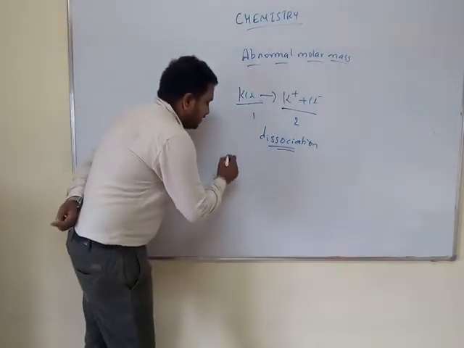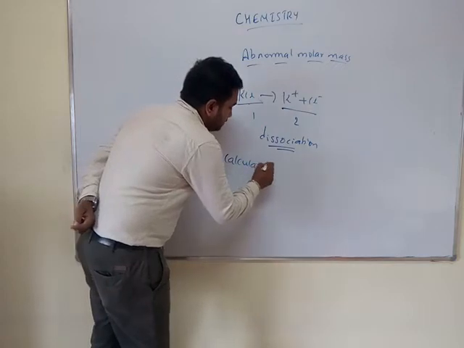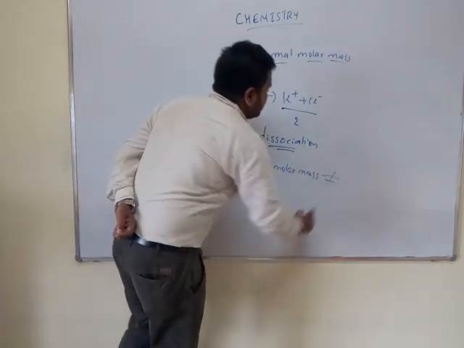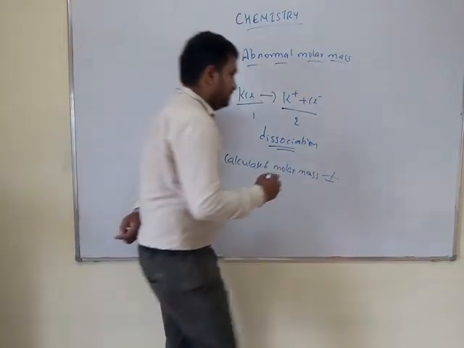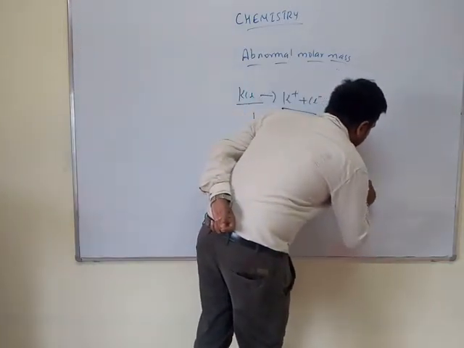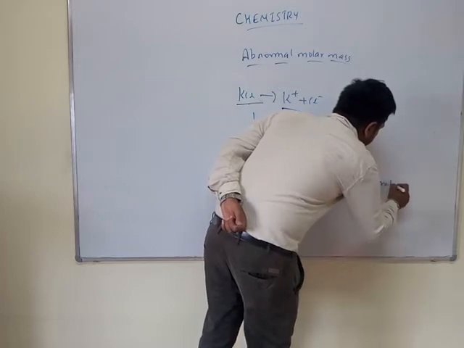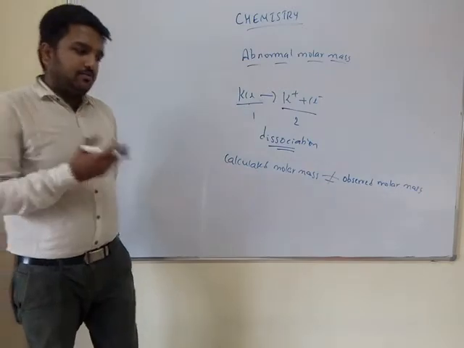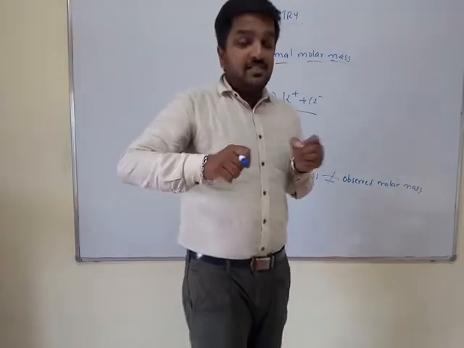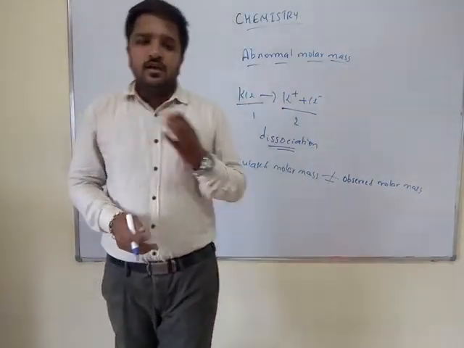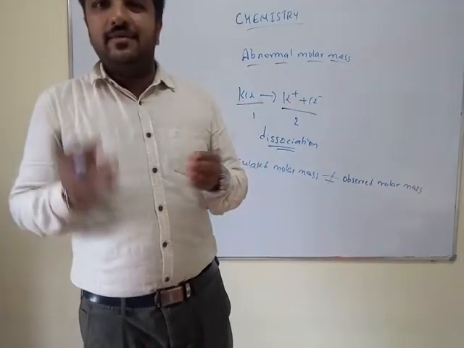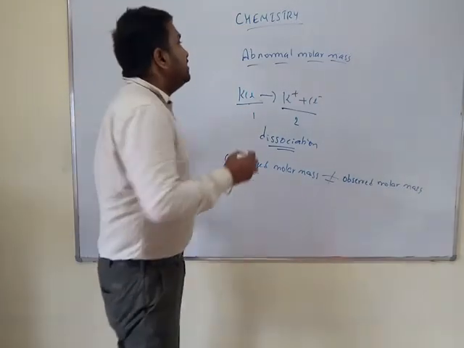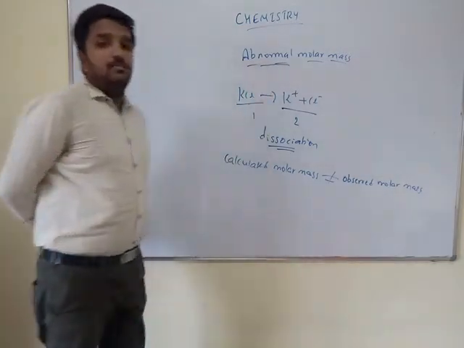So the calculated molar mass is never equal to the observed molar mass. Clear? If you calculate the molar mass, and if you measure that molar mass experimentally, those two values are not always the same. It will differ. It may increase or it may decrease. So this we call abnormal molar mass.